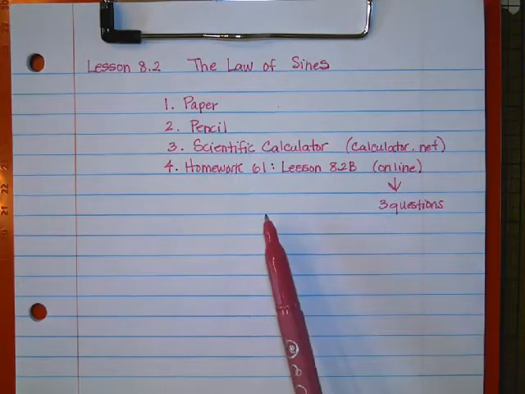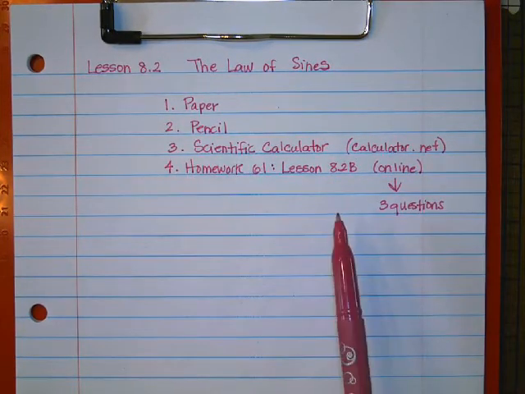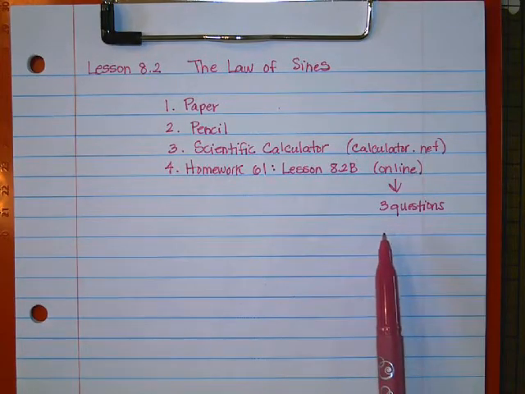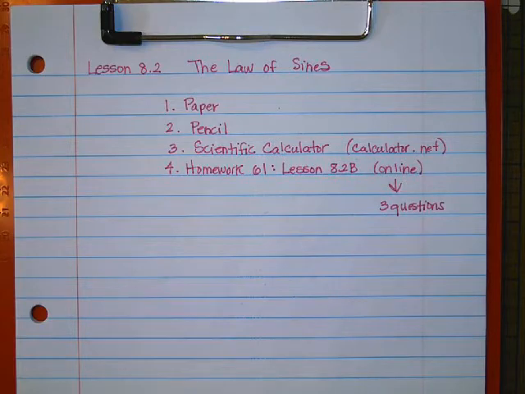Then tonight's homework is homework 61, lesson 8.2b. It is online and it's only 3 questions, and it is the same 3 questions that we're going to do today in the video. It'll be different numbers, but it'll be the exact same setup. So I want to make sure that you understand how they work and what they're looking for. All right, so we're going to go ahead and get started.